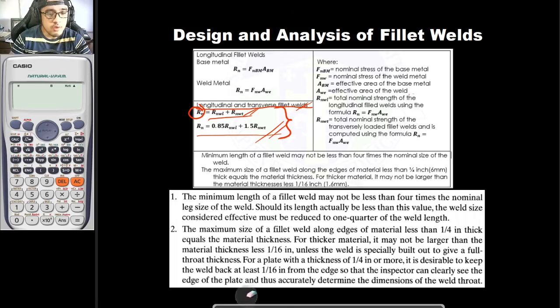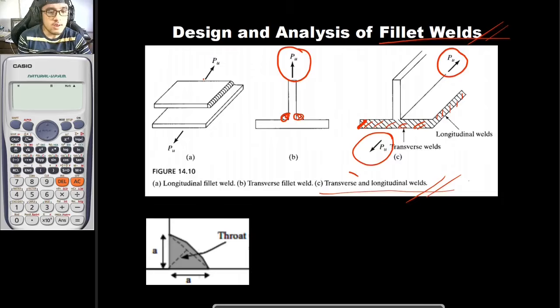Okay, if you look at this bottom part right here, it says that the minimum length of a fillet weld may not be less than 4 times the nominal size of the weld. So our length of the weld should be greater than or equal to 4 times the nominal size of your weld, so 4A. And the nominal size of your weld is actually this dimension right here. If this is your weld, this one right here is the nominal size. So that is A.